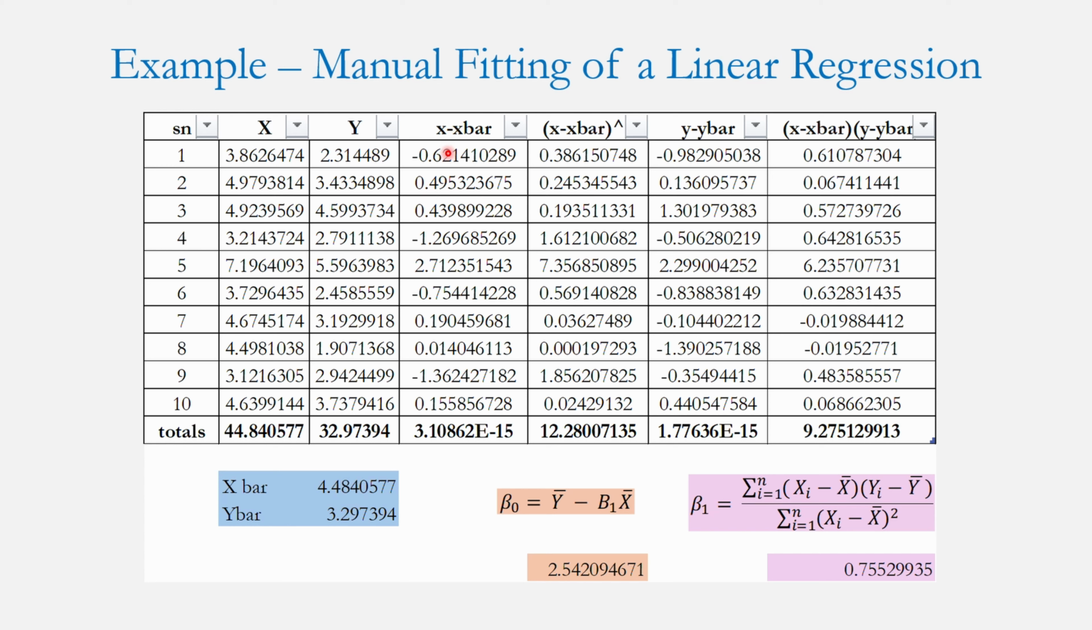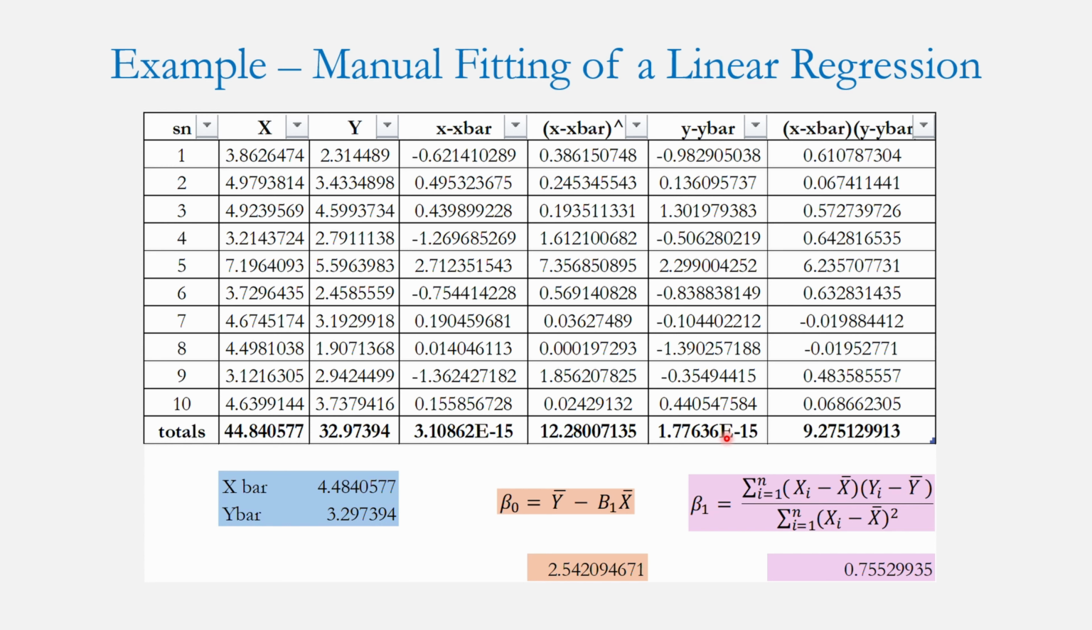You have all of them, then get the sum at the bottom. Then also take the square of this, x minus x bar squared. Remember, we need it as the denominator of computing beta 1. You have all of them here and get the sum at the bottom. We also need yi minus y bar. See, we have it in this formula. So y minus the mean of y. Get it here and compute all of them and have the sum at the bottom.